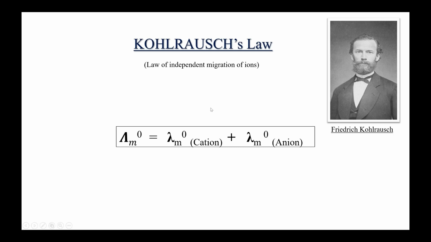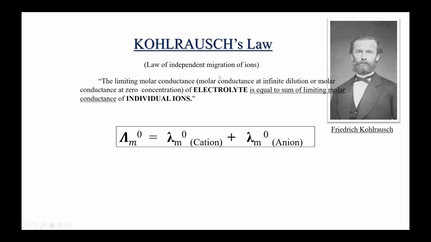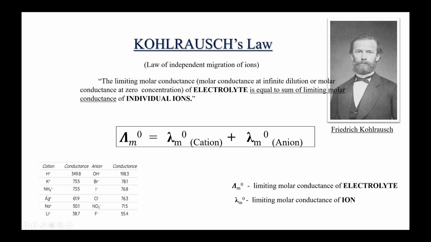So the statement says that the limiting molar conductance, or molar conductance at infinite dilution, or molar conductance at zero concentration of an electrolyte is equal to the sum of the limiting molar conductance of the individual ions. Here capital lambda naught m represents the limiting molar conductance of the electrolyte, whereas small lambda naught m indicates the limiting molar conductance of the ion. It may be a cation or it may be an anion. So we can see some examples, some cations and anions.